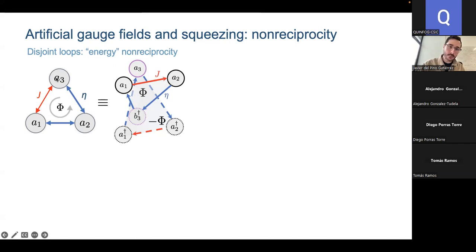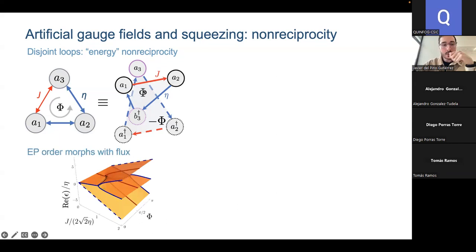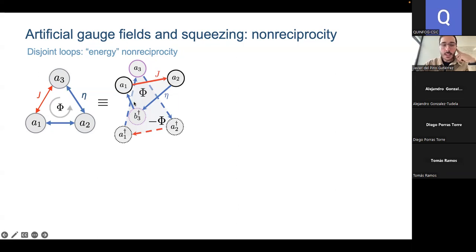Now here you clearly see that there is a loop. There is no need to split the modes into particles and holes to recognize that there is a loop here. But if you still insist and split this network into particles and holes, you can see that there are two loops. Both of them are related by particle charge conjugation, so they are effectively equivalent. And these loops do not talk to each other. And we proved in the paper that this is a necessary and sufficient condition to have a non-reciprocal transport of excitations of energy here, as I will show in a second.